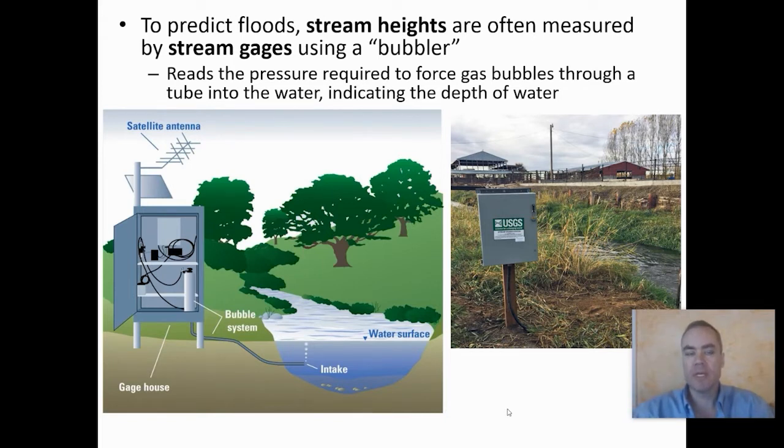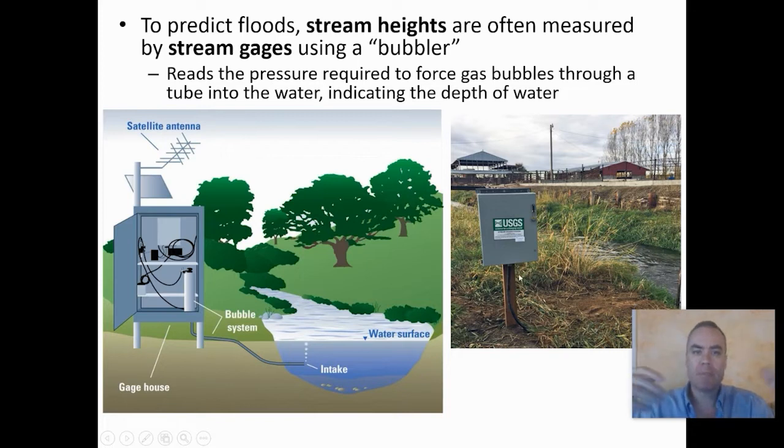So hydrologists and scientists, they want to pay attention and monitor the heights of rivers so they can know when they might flood. To do that, they use an instrument called a stream gauge. See these boxes that they often put next to streams? And on the right, it shows you USGS, it's the US Geological Survey, the main body that monitors streams in the US. At the bottom of the box, you can see there's a little hose that comes out and it goes through the ground and it goes into the stream.